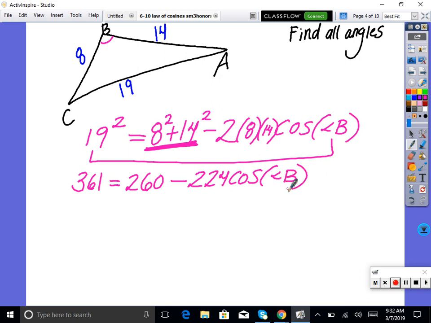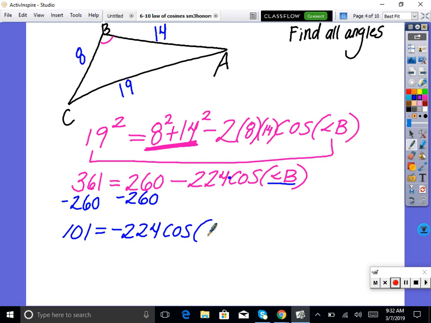Now what people do, listen to the mistake, is they algebraically then combine 260 minus 224, which is yikes. Okay, good. I'm glad that a lot of your faces were like, please don't do that. Because this is a times sign, right? So we're trying to get B alone here, so wouldn't we just subtract 260 now? So we have 101 is equal to negative 224 cosine of angle B.